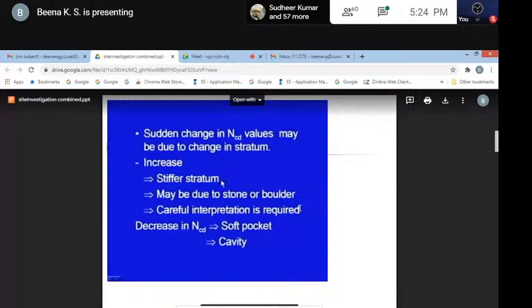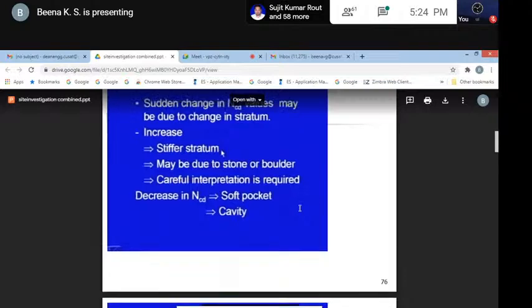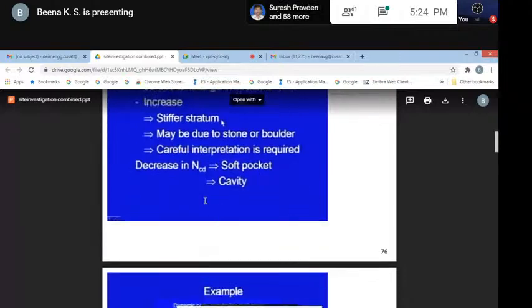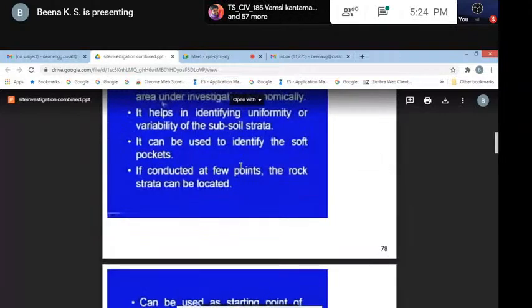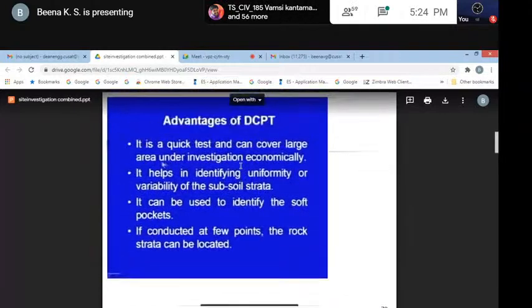A decrease in NCD shows a soft pocket or a cavity, and that also we have to assess. We have to make our engineering judgment there. Now coming to the advantages of DCPT, it is a quick test and can cover a large area under investigation economically. It helps in identifying uniformity or variability of the subsoil strata. It can be used to identify the soft pockets. If conducted at a few points, the rock strata can also be located.